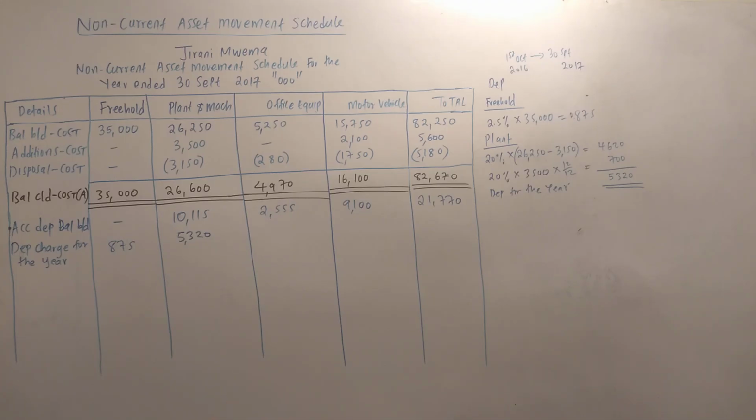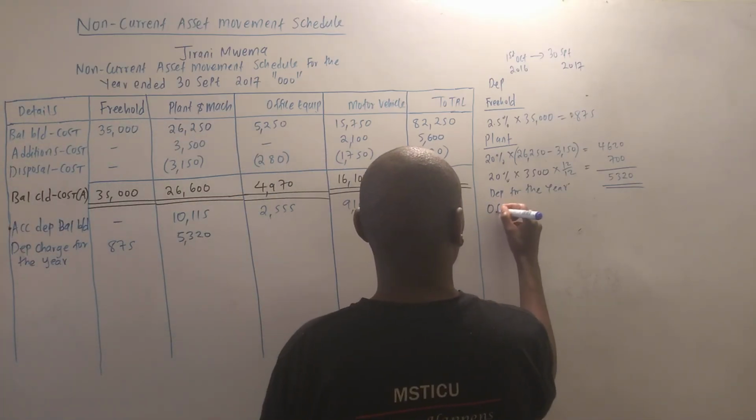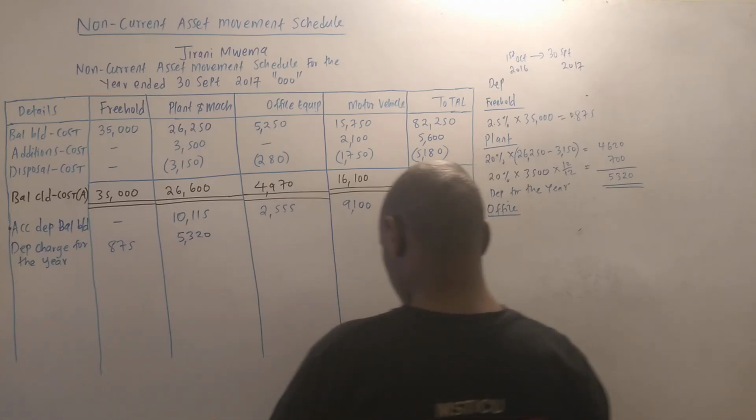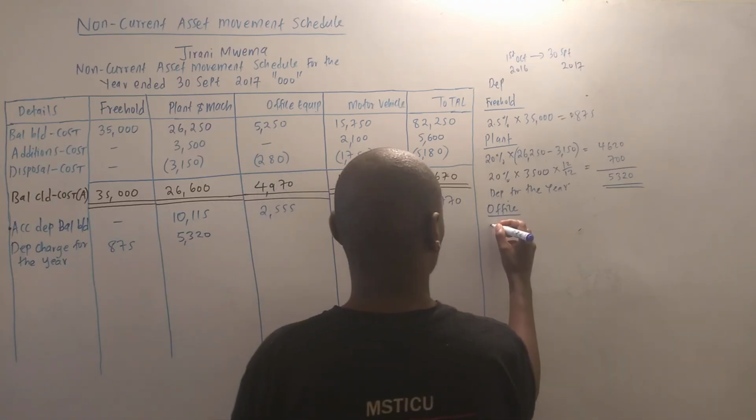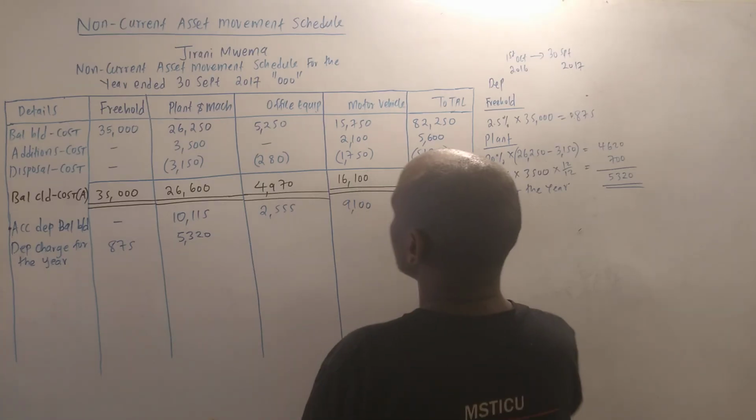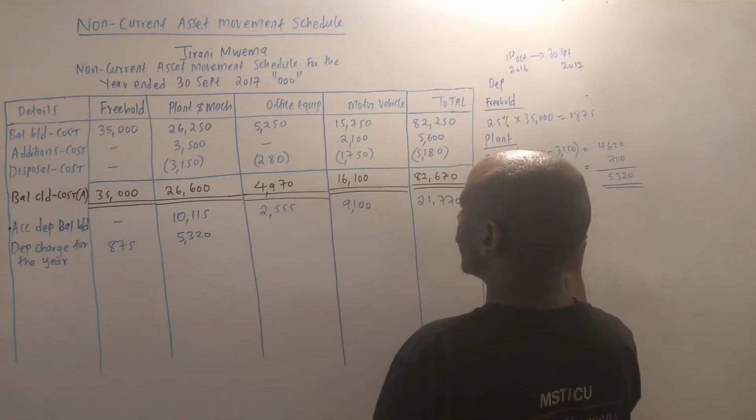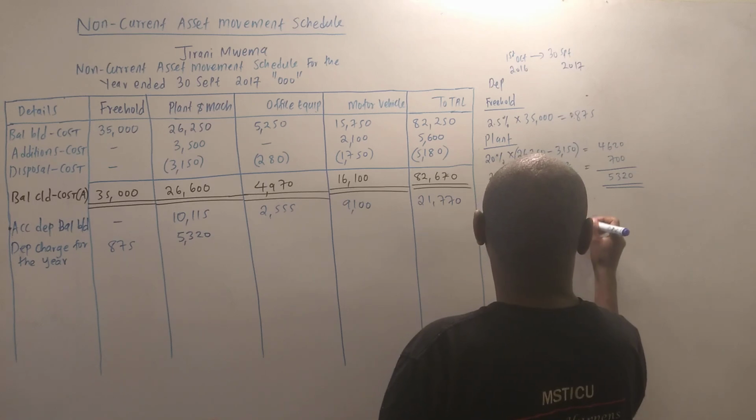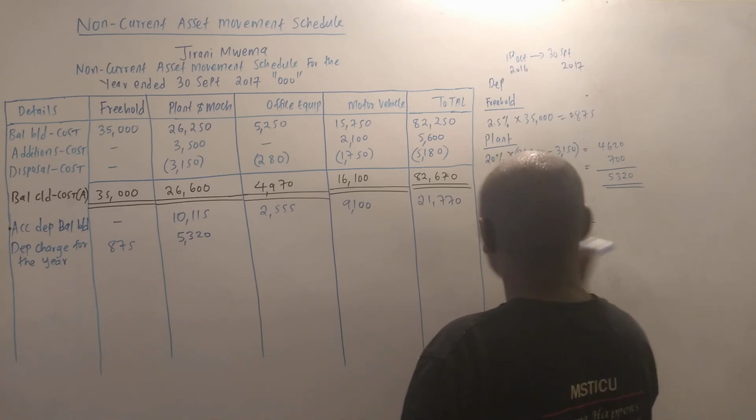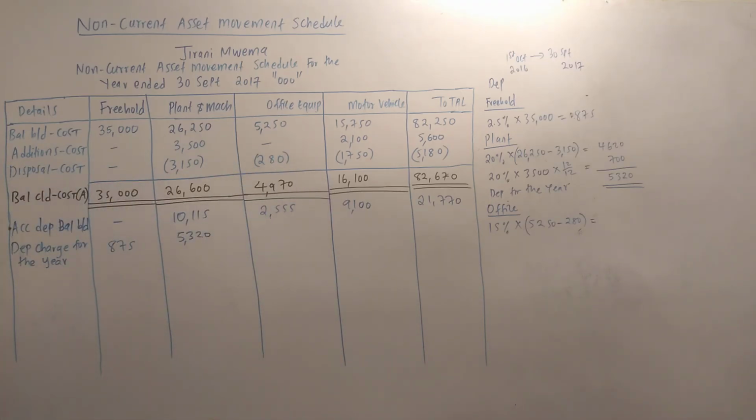And then let us consider office. Now office is 15% times the cost, which is 5250, and then we deduct what was done. That is office. The other one is fine.